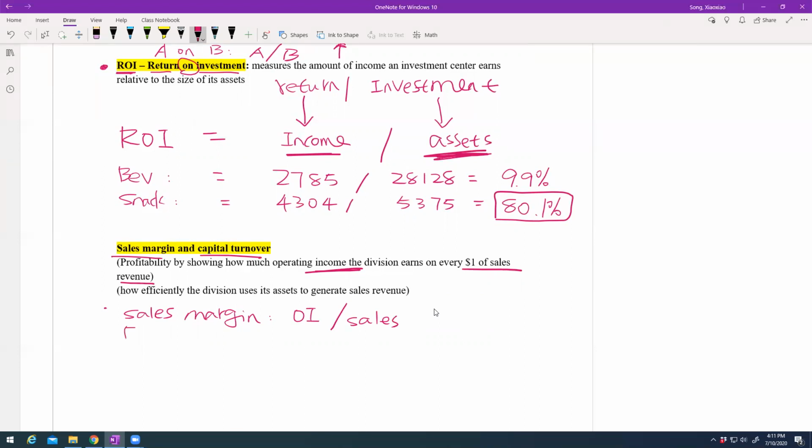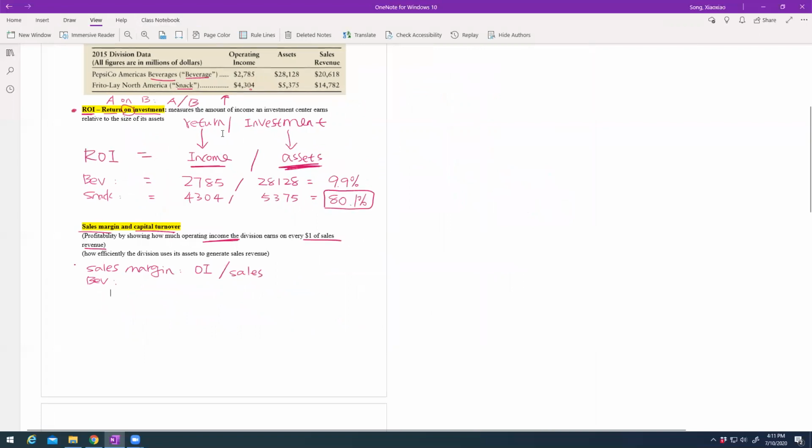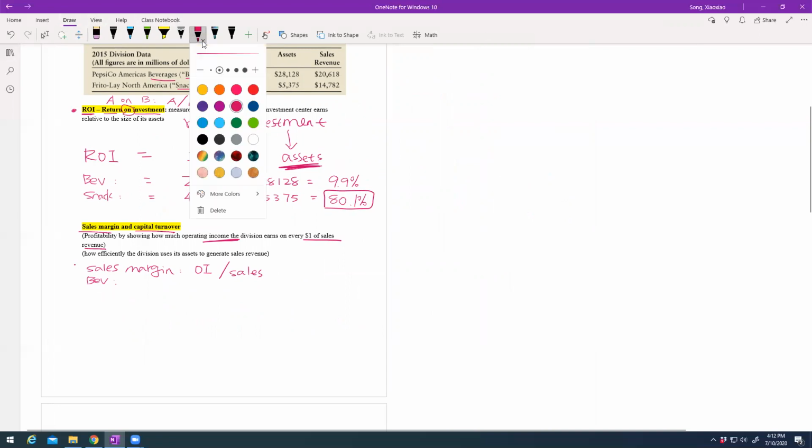So for our beverage, the sales margin will be operating income divided by sales. I'll make it a little bit smaller so we can see all the numbers there. I hope you can still see it. I'll use a different color of the pen. Let's get another color.